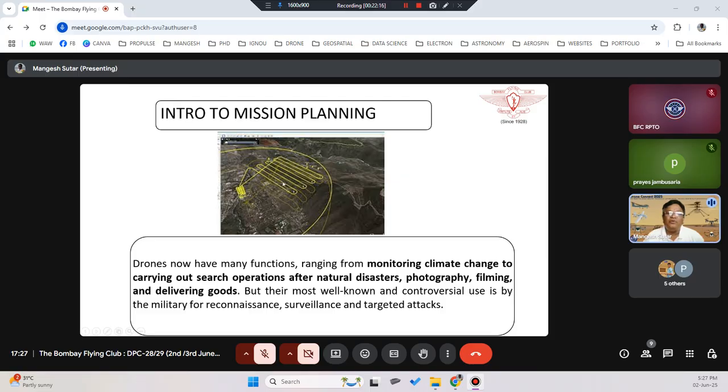So when we are doing spraying activities, seeding activities, or even surveillance of the crops, that time we'll always use mission planning. Just a minute.